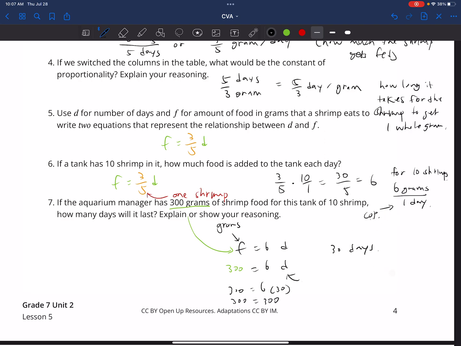So it's going to be 6 times what is equal to 300, right? 6 times 50 is equal to 300. So it's going to take 50 days to feed 300 grams to the shrimps.